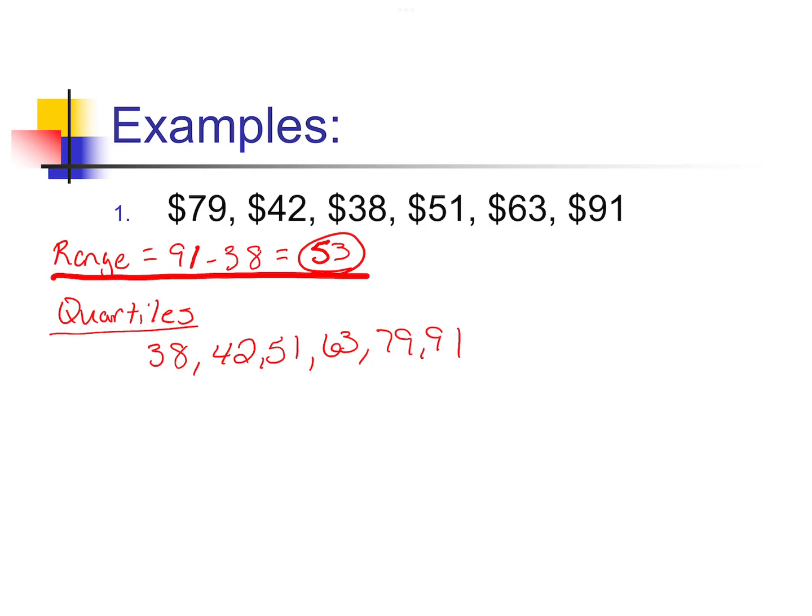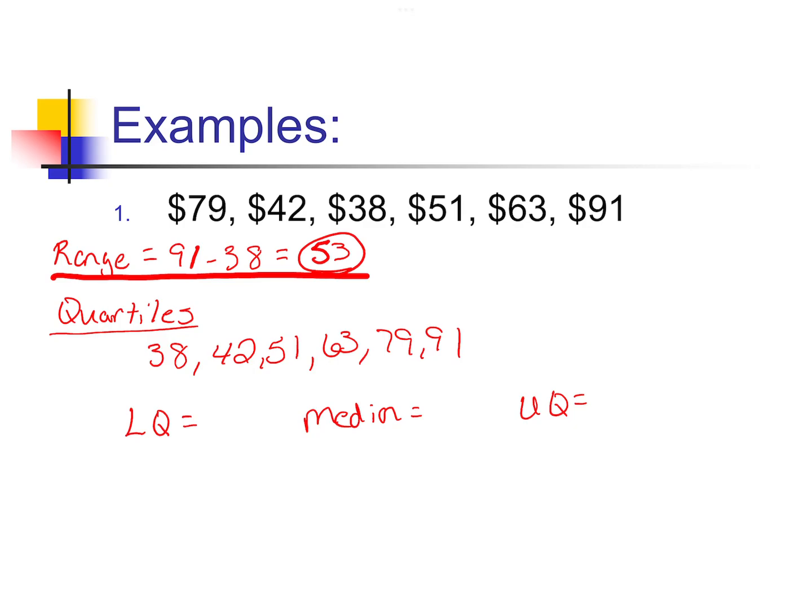So quartiles, again, what we need to find is our lower quartile, our median, and our upper quartile. So when you find this, the first thing you need to find is your median. So look at your data, and we need to find our median to be able to split our data in half. So I have 6 data values.